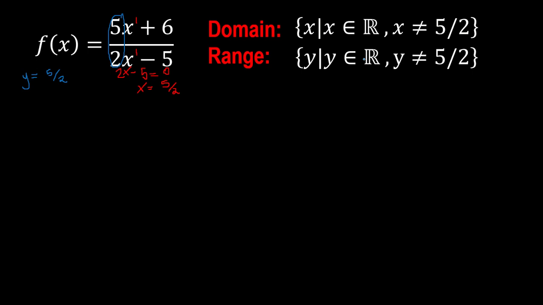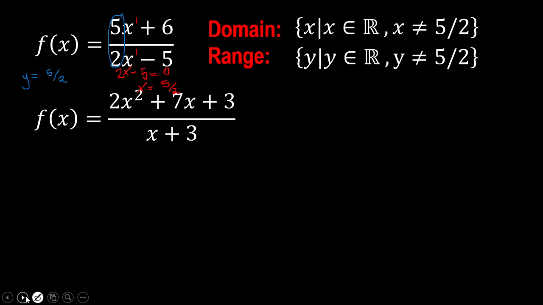Okay, so therefore that is our domain and the range. This method is only applicable to this case of rational function. There are lots of different cases when it comes to rational function. Another example: given that we have here the function (2x squared plus 7x plus 3) over (x plus 3).